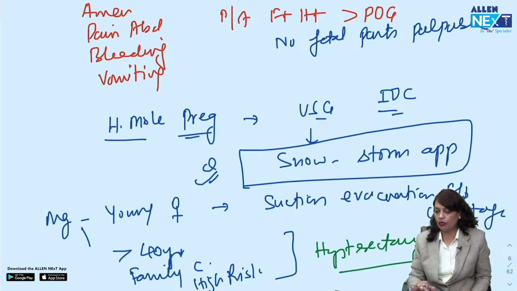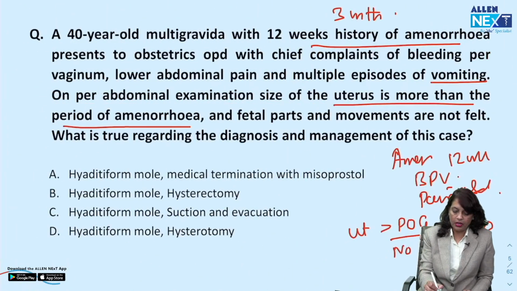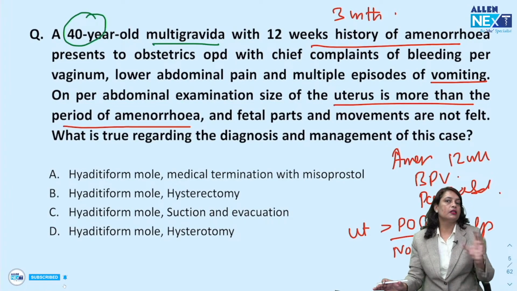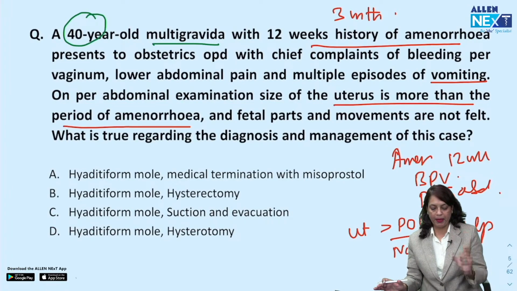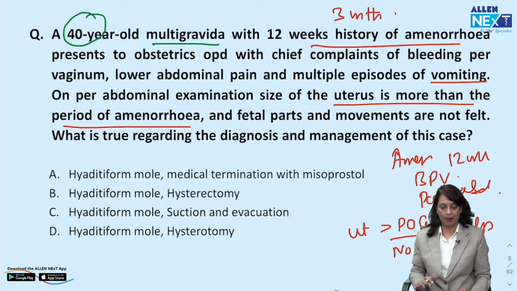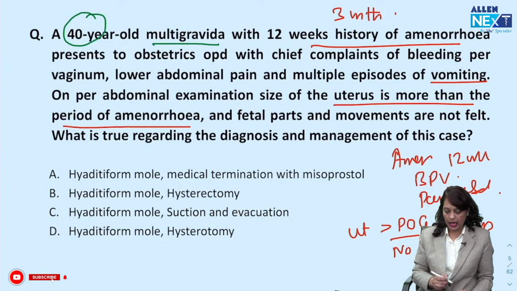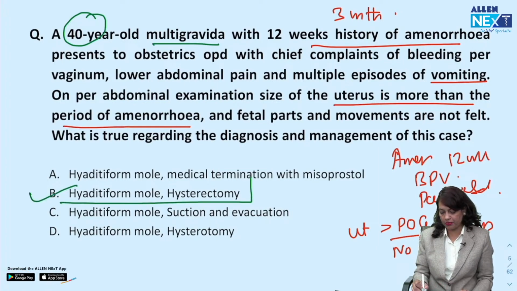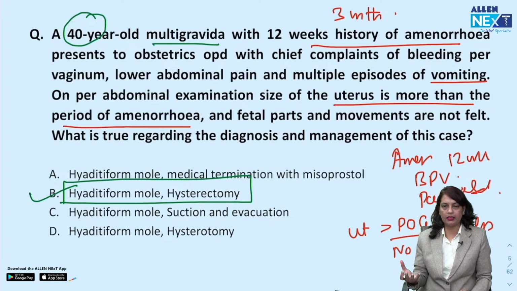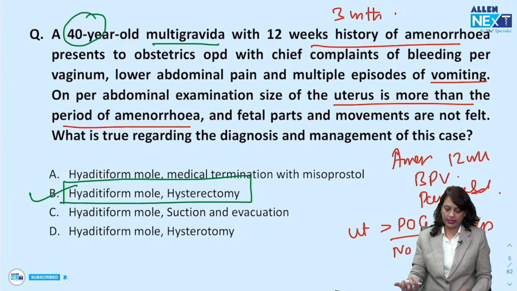So let us see what is written in the question. Age of the female is 40, she is multiparous, she has 3 months amenorrhea, pain, bleeding, vomiting, uterus more than the period of gestation, no fetal parts palpable. So this is molar pregnancy, and I am going to do hysterectomy in this case because she is multiparous and above 40 years, so she belongs to a high-risk case. So management will be hysterectomy.